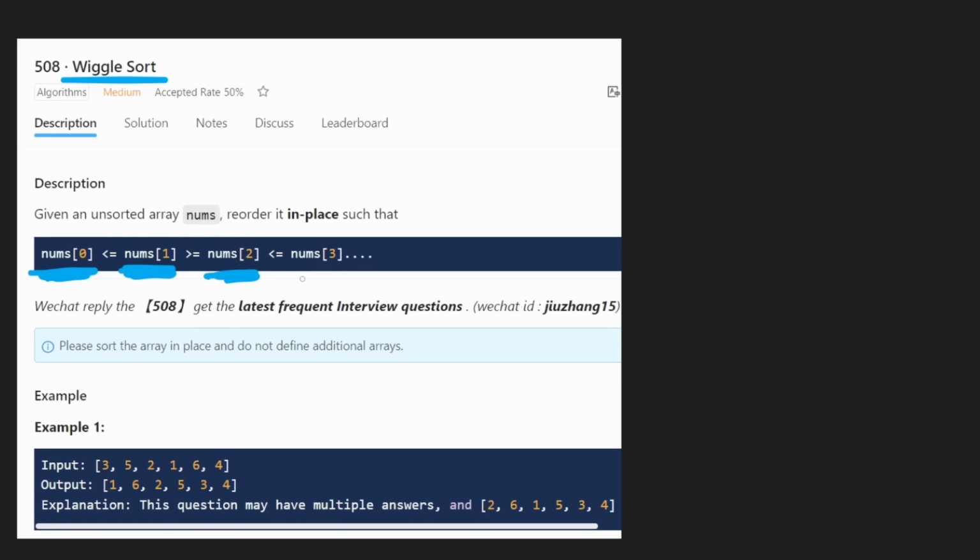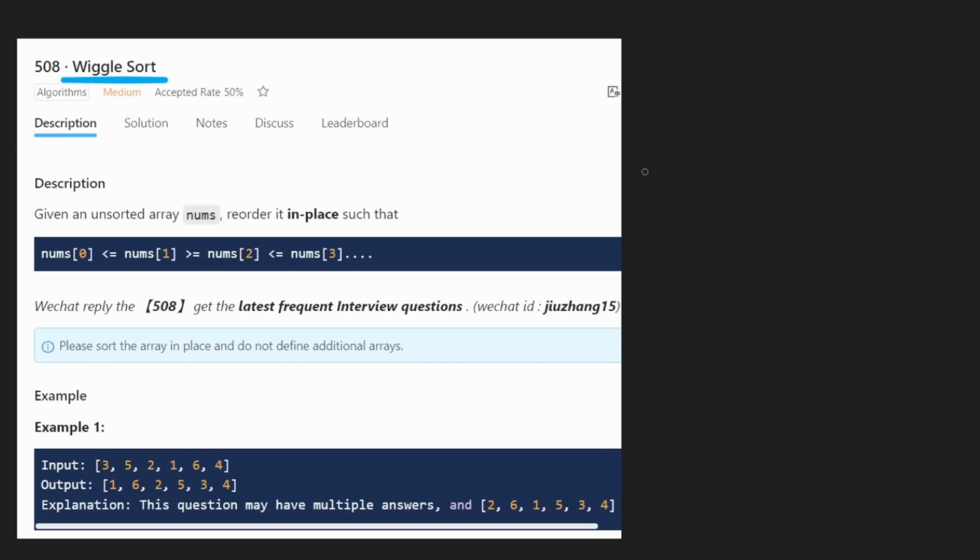The next value is going to be greater than or equal to the previous value. The next value is going to be less than or equal to the previous value, etc., etc. Basically, it's going to alternate between being greater and then being less than, and then greater and then less than, and then greater, etc. So it's just alternating. The restriction here is that we want to do it in place. So this is a pretty challenging problem, but there's a thought process that can make it really simple.